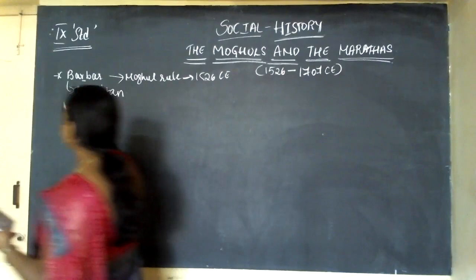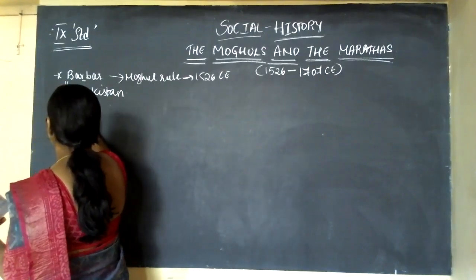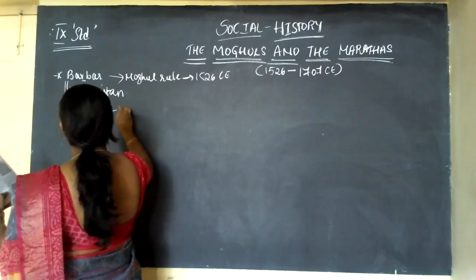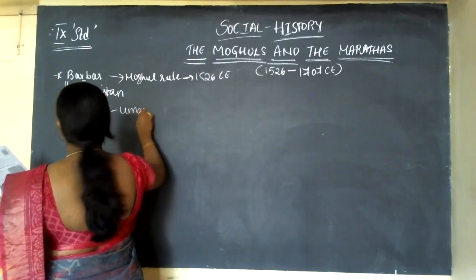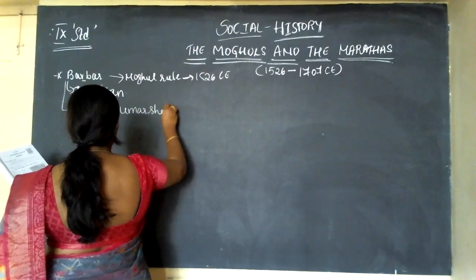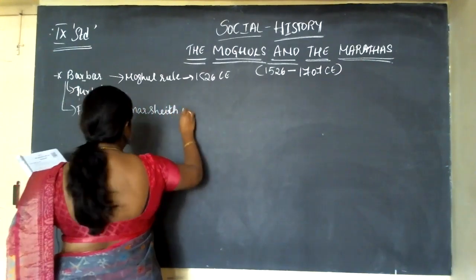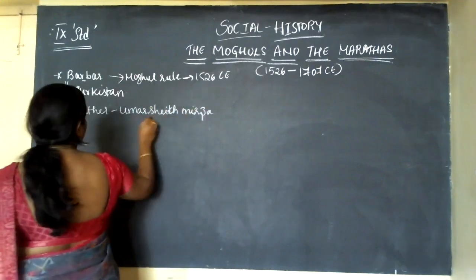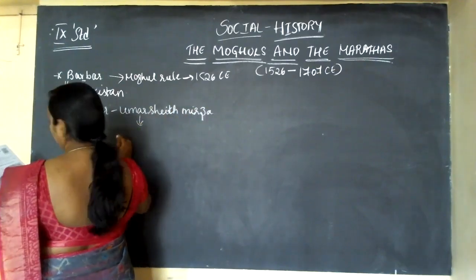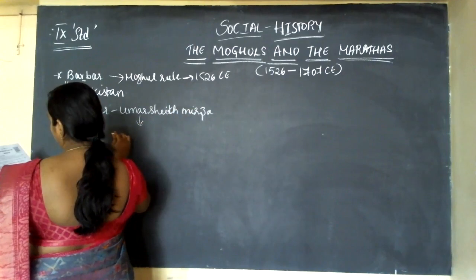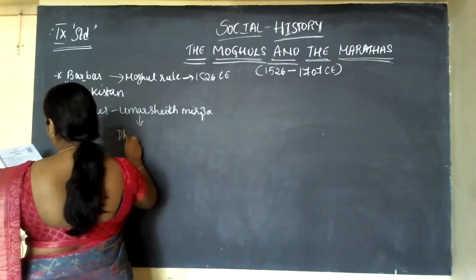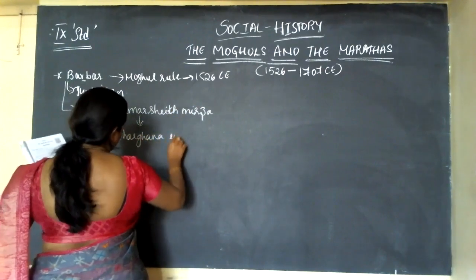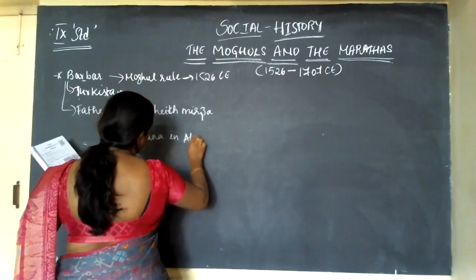Who was the father of Babar? What was the father's name? This was Umar Sheikh Mirza. Okay, who was he? He was a ruler of Farghana in Afghanistan, the place called Farghana. Okay, in which country is it? Afghanistan.